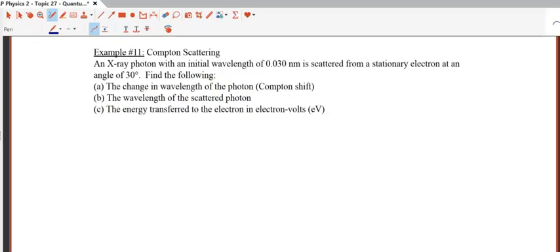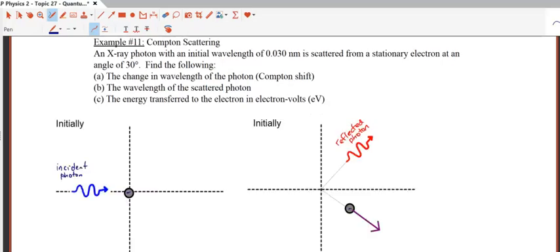So let's draw a scenario, a diagram of what it looks like initially and finally. Okay, so in this case, we have a photon that has this particular wavelength. This is the initial wavelength. We'll call that just lambda, which is 0.03 nanometers. It's coming into this electron.